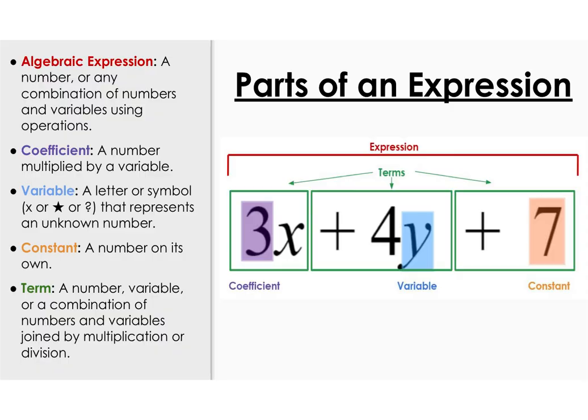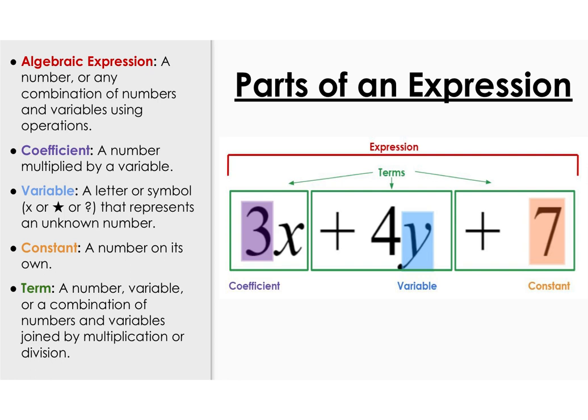So some definitions and our parts of an expression. A number or any combination of numbers and variables using operations is an algebraic expression. So this whole expression that is outlined in red is an expression. A coefficient is a number multiplied by a variable. So our coefficient here is in purple. It's in front of the x. The 4 is also in front of the y. That says 4 times y, so 4 is a coefficient.